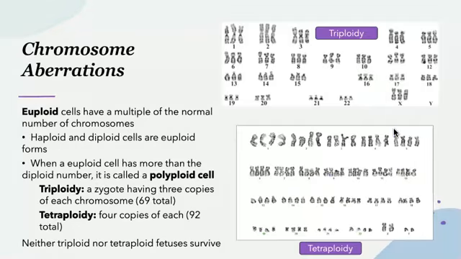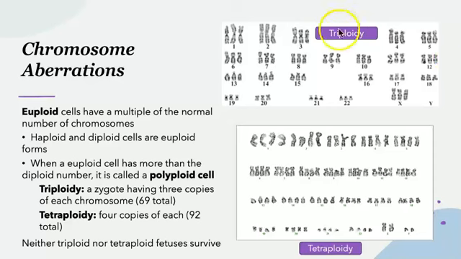All right, so our chromosome aberrations. When we have our chromosomes that are healthy and normal, we have the right number, they are known as euploid cells. Now, our haploid and diploid cells are euploid forms, even though we know that haploid is 23 chromosomes and diploid is 46 chromosomes. But that's normal depending on if we have our gamete cell or our somatic cell, right? So when we have a euploid cell that has more than the diploid number, it is known as a polyploid cell. So this is not something we want to see.